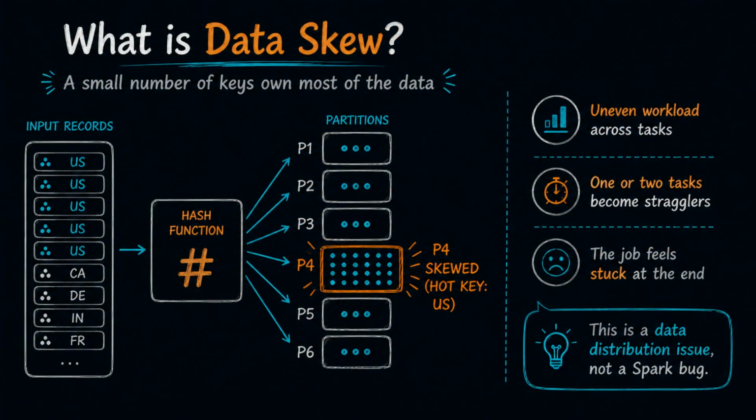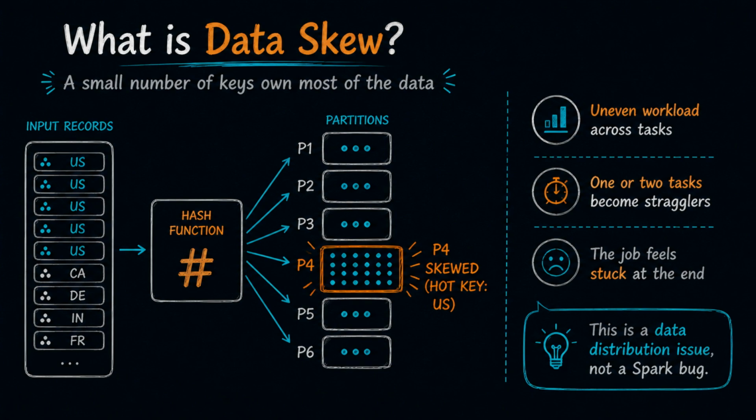Data skew occurs when a small number of keys end up owning the majority of the data, leading to an imbalance in processing. Imagine you have a large dataset with a key such as country. Most entries might be labeled as US, while only a few are marked as CA, DE, IN, or FR. This uneven distribution can create problems during data processing.